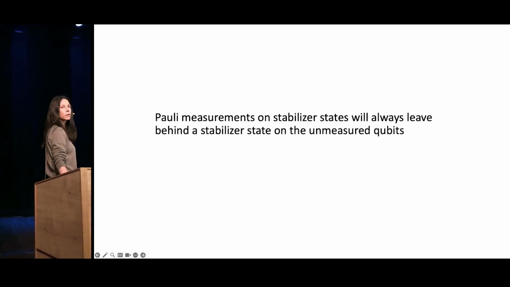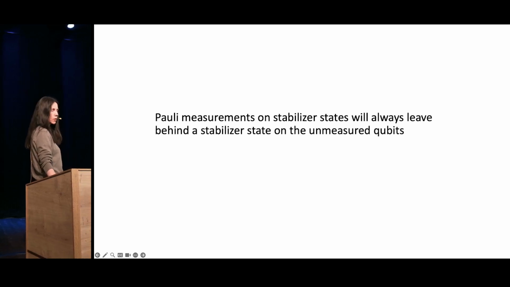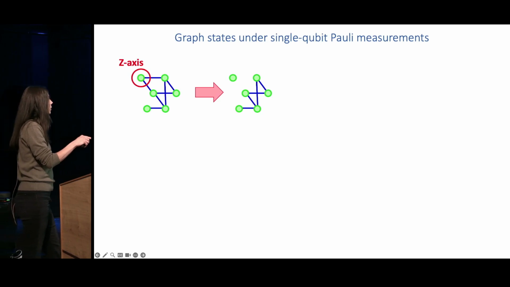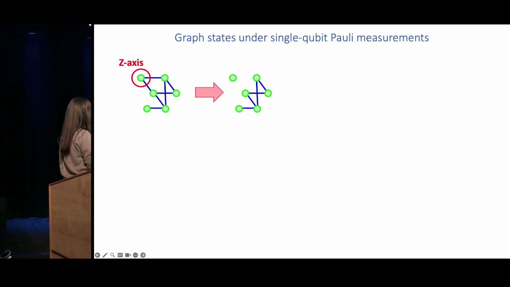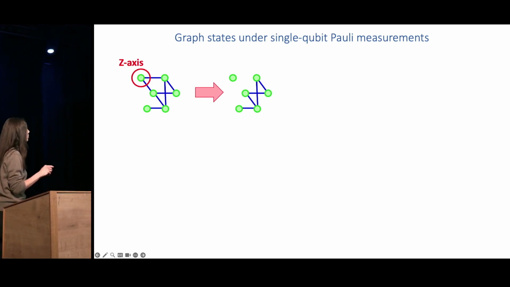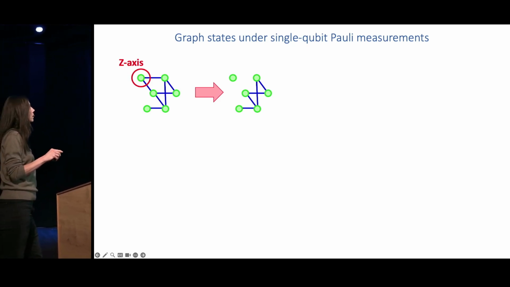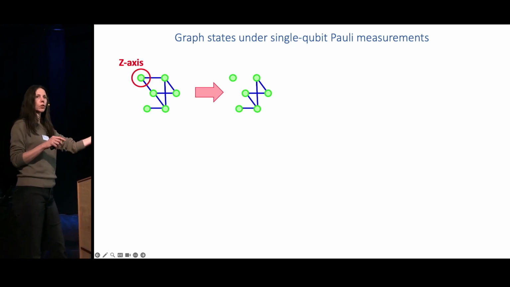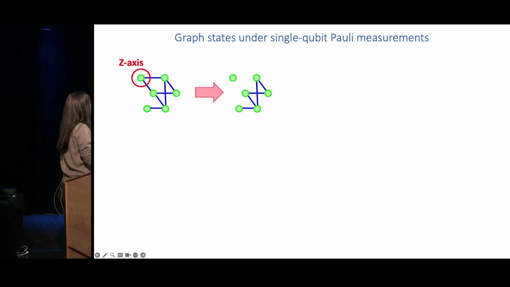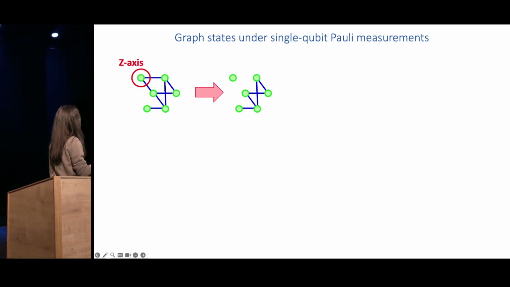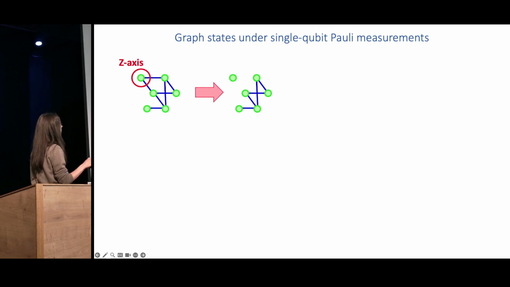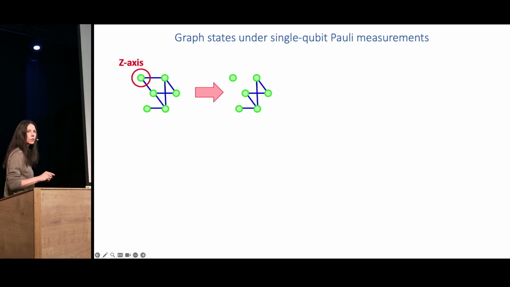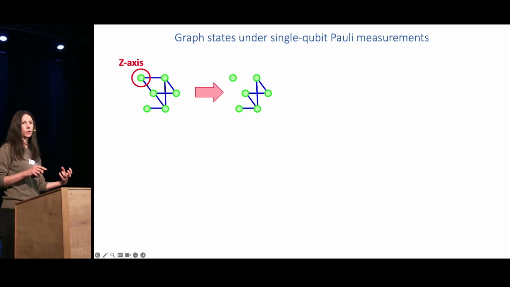So let's now look at what different Pauli measurements do. I purposely drew here a graph that's somewhat complicated, doesn't have a regular structure. So if I measure in the Z basis, I'm of course disentangling that qubit. Any projective measurement will. And I drew this as a graph, but we have to remind ourselves that this will be up to some Pauli corrections, right, to bring it explicitly into a graph state.